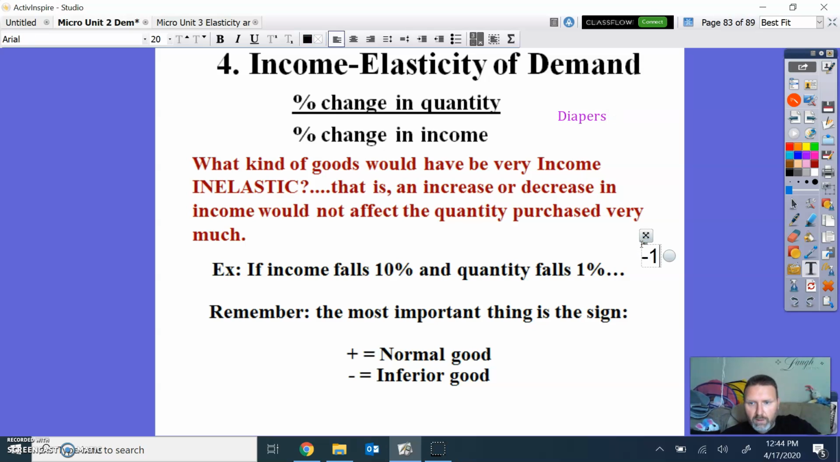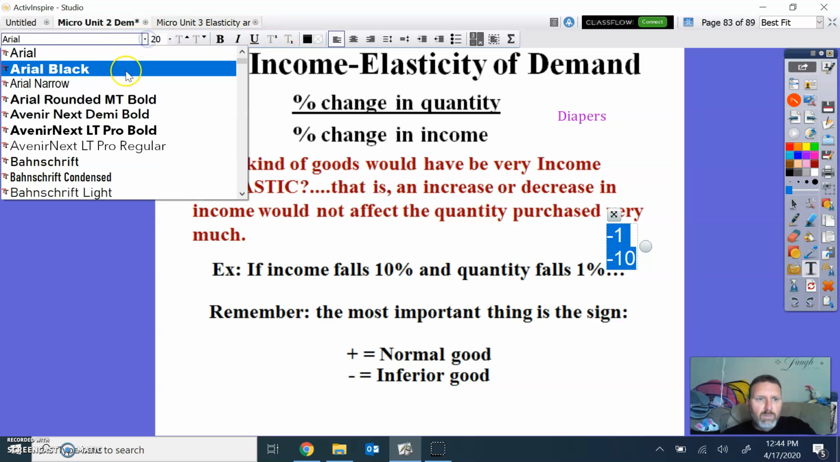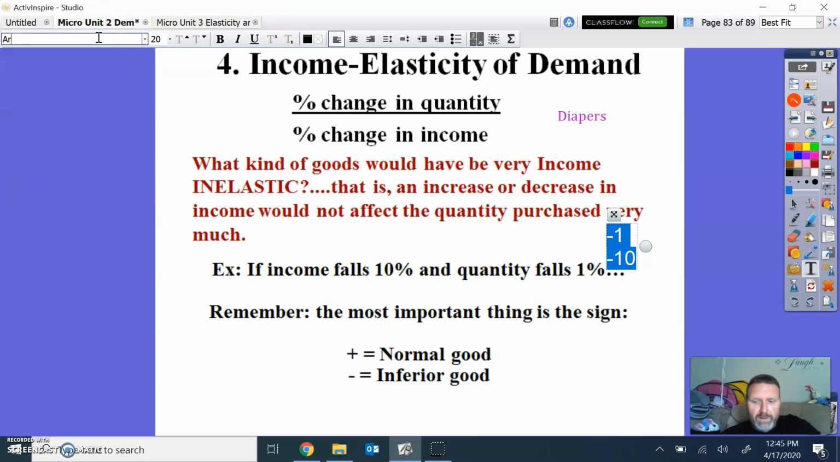negative 1. I don't know why that font just changed. Oh, I'm so mad that the font just changed. Okay, let's try up here. Negative 1 over, I'll change it. Negative 10, right? I'm so mad that changed.